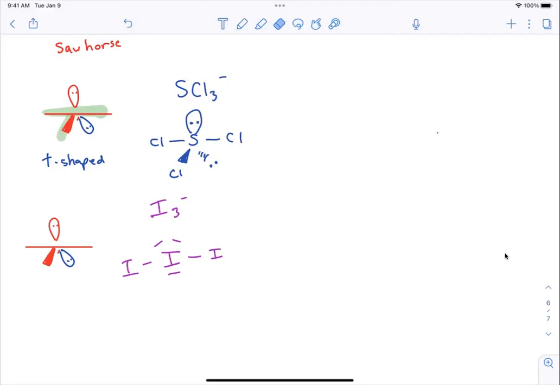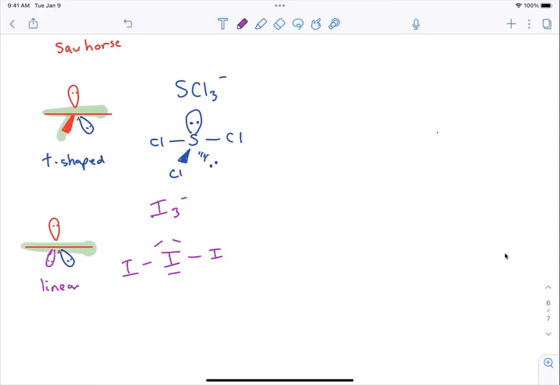Correct. So that becomes this. Okay. So what's left in this shape? Linear. Okay. This is linear.